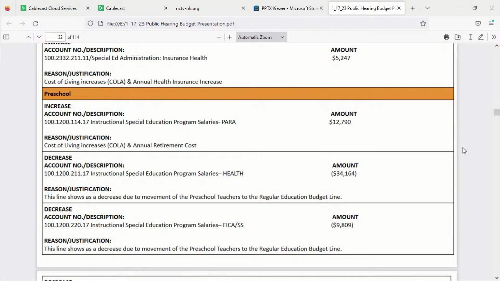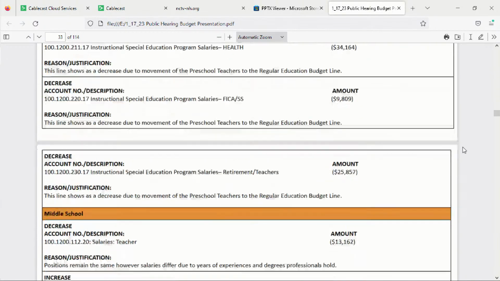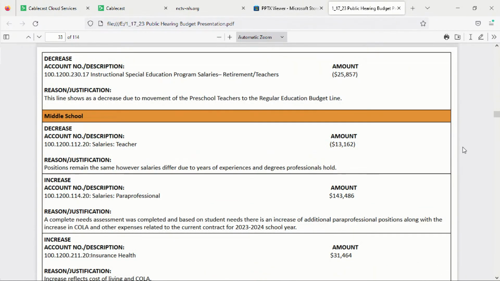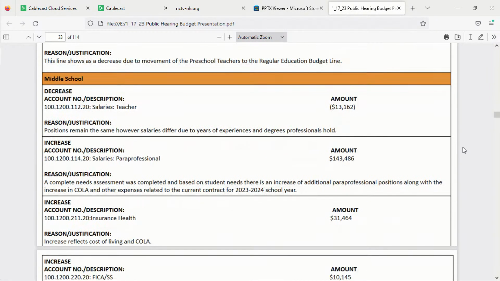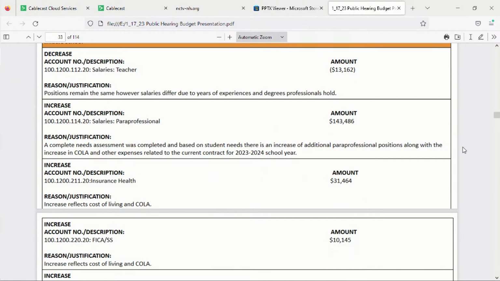And then in the middle school, we have a decrease for a teacher salary, and again, the position remains. However, you have different people holding those positions and different years of experience and degrees. An increase in the paraprofessional line. Again, I had spoken before about an increase in paraprofessional positions at our middle and high school. And the reason behind that is really student need. And so the increase also carries over to health insurance, FICA, and retirement as well.